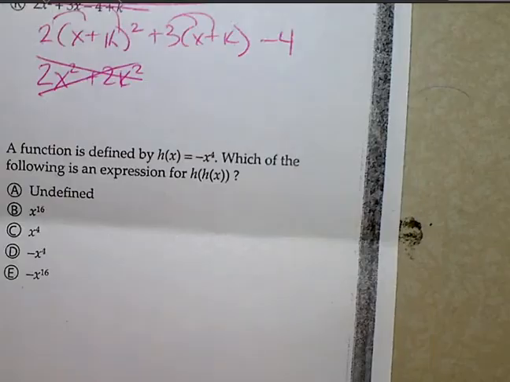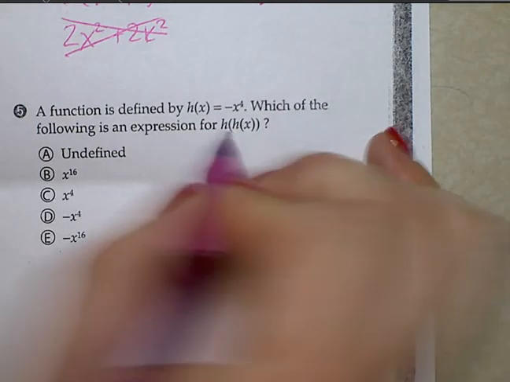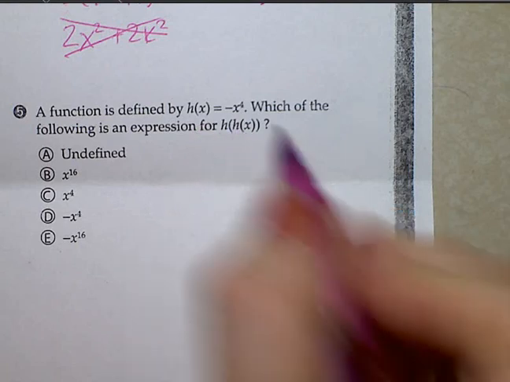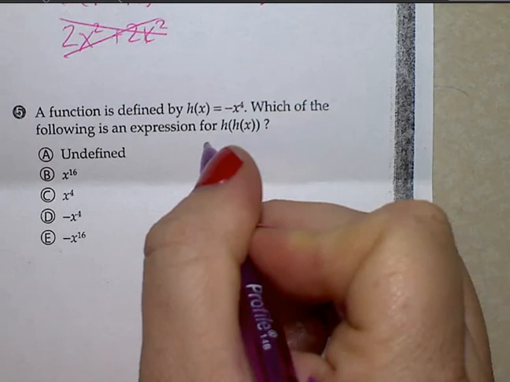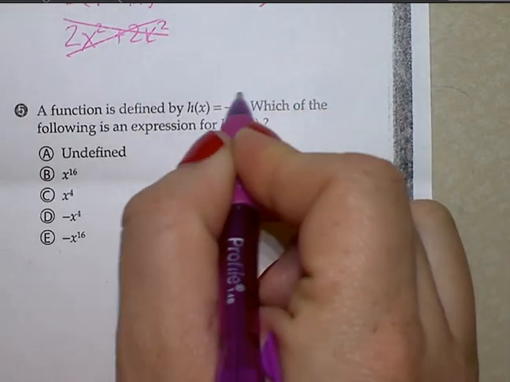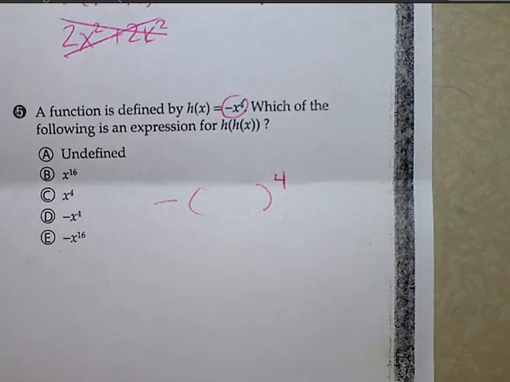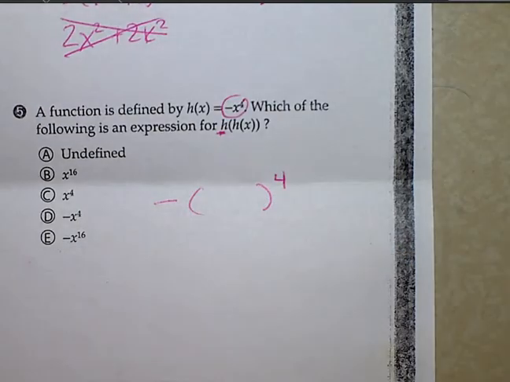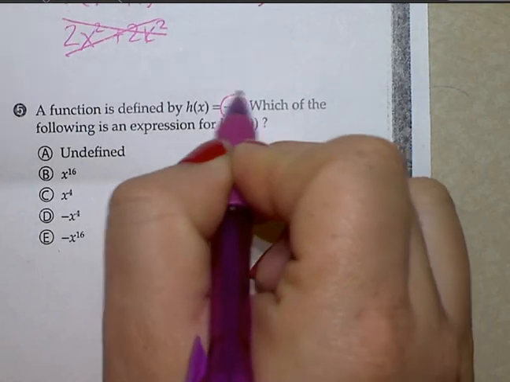Again, you have not seen these composite functions. This is probably pretty new for you. What the heck does this mean? A function is defined by h of x equals negative x to the 4th. Which of the following is an expression for h of x? So first of all, what this means is take this value and write it down. Now, that's what we did for the outside h. We're working from the outside in. Now, wherever you see a variable on the inside, plug this original equation back in.